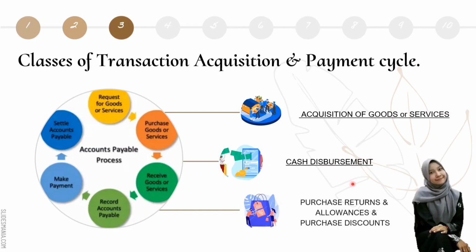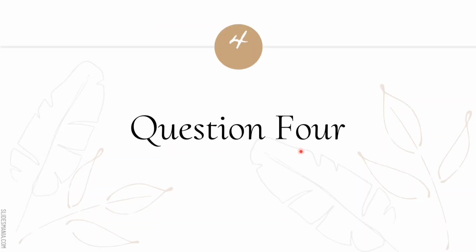This cycle is mainly about incurring payables and paying off those payables with cash. And the last one is purchase returns and allowances and purchase discounts. Sometimes we might have to return some of the items, or the vendor might give us some types of allowances, or we get a purchase discount when we pay within the discount period. So we already know the three classes of transactions for the acquisition and payment cycle. Now we move to question 4, which is on the relevant accounts or ledgers related to the assertions.